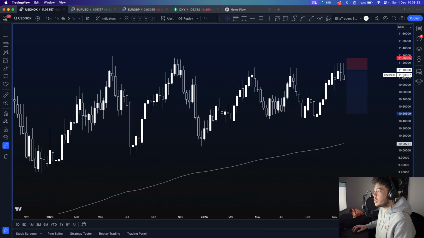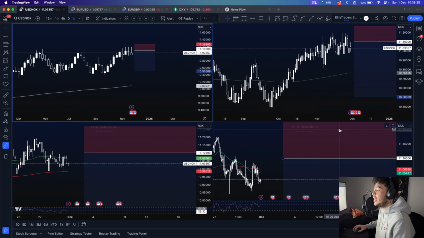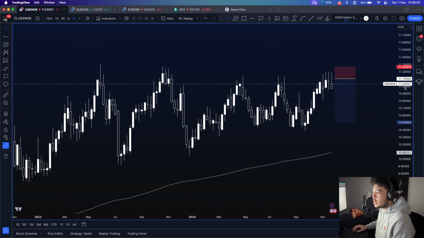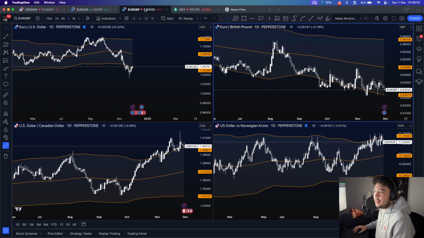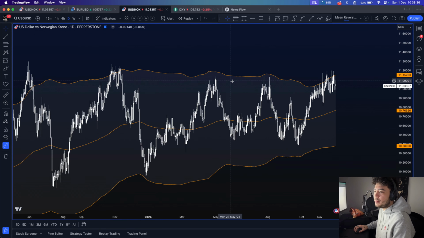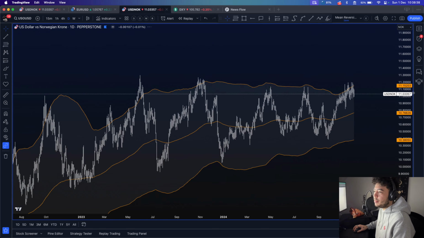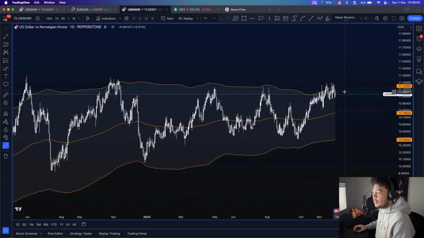So there you go. We can expect something to happen with the NOK. I am looking more towards 2025. Now, the reason I'm looking specifically at the dollar is if we look here on the daily time frame with a Bollinger Band of 200, we can see this market is very overextended.